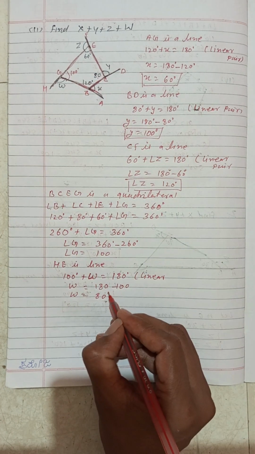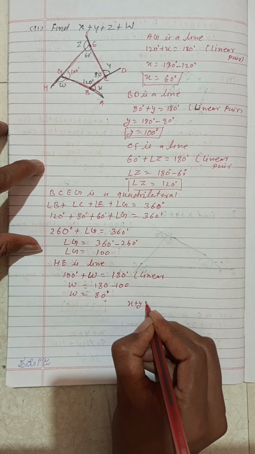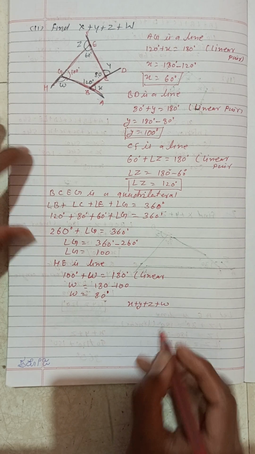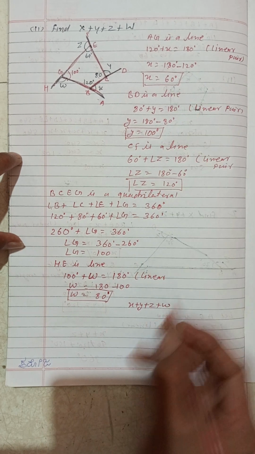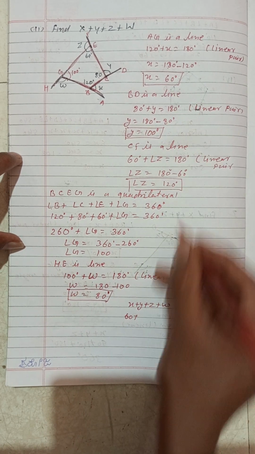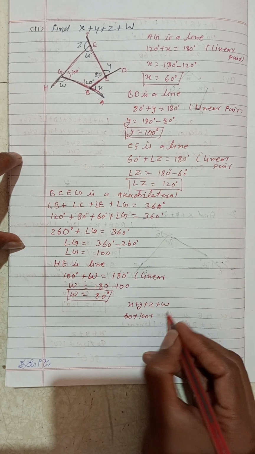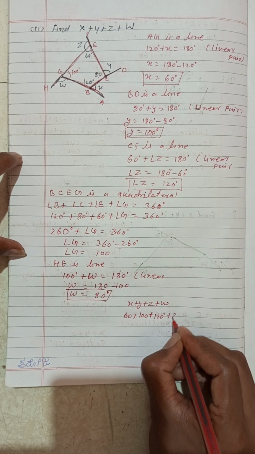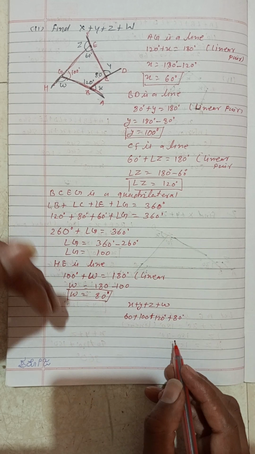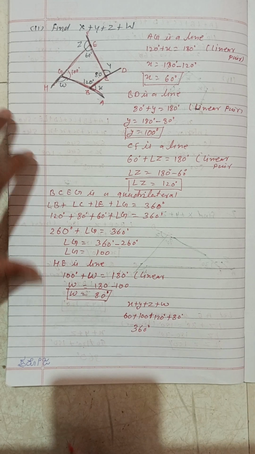Now what we have to find is x plus y plus z plus w. The x value we got is 60 degree. Plus the y value we got is 100 degree. Plus z we got 120 degree. Plus w we got 80 degree. Adding all of them, it becomes 360 degree.